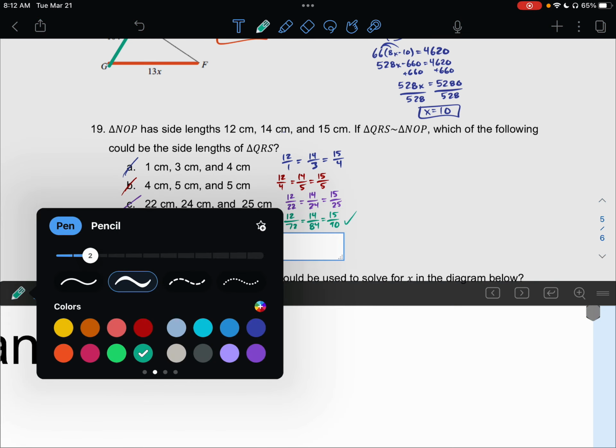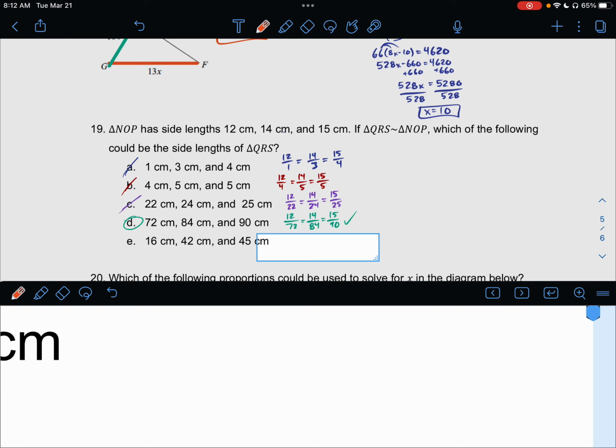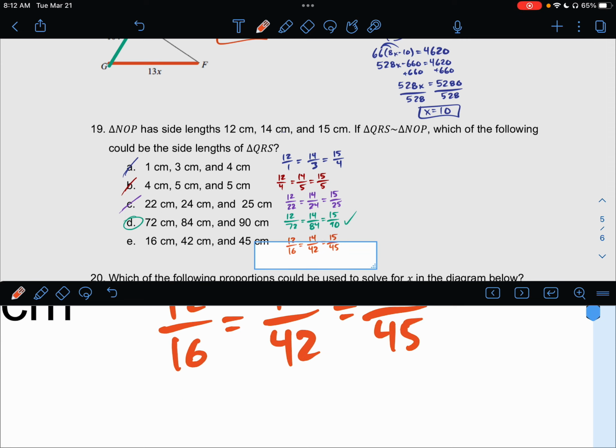And then if I want to check E as well, I'll do that. So I have 12 over 16 equals 14 over 42 equals 15 over 45. So 12 divided by 16 is going to be 0.75.